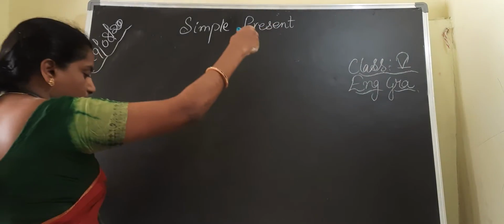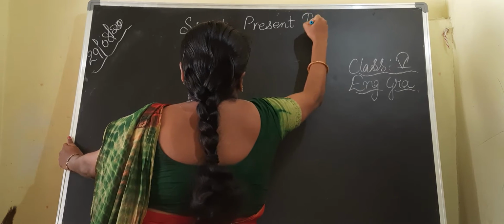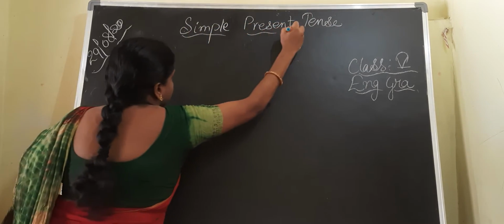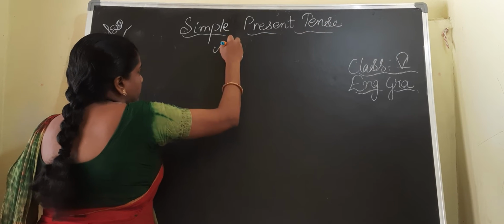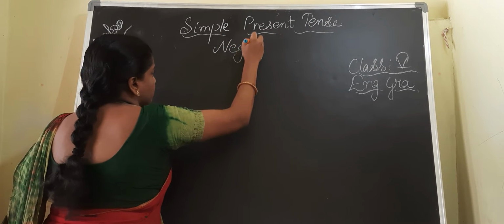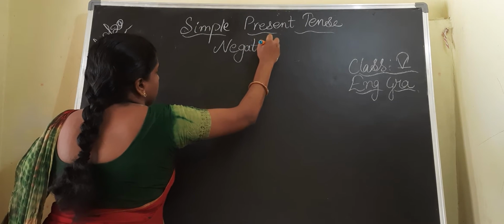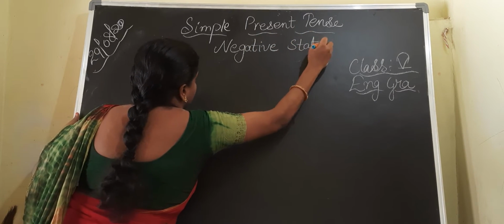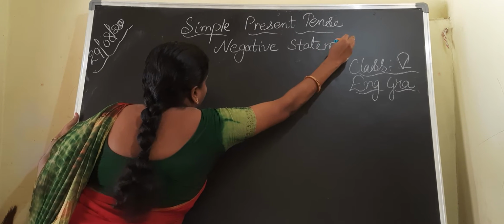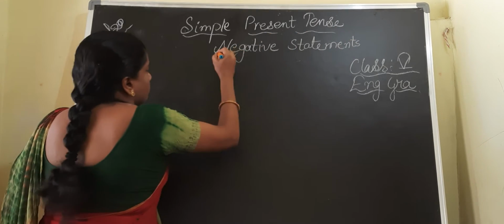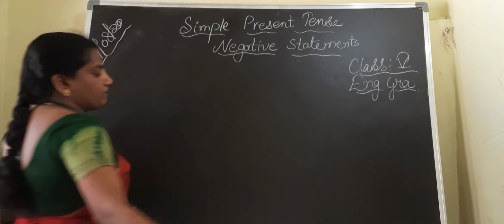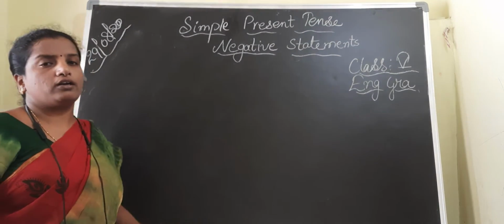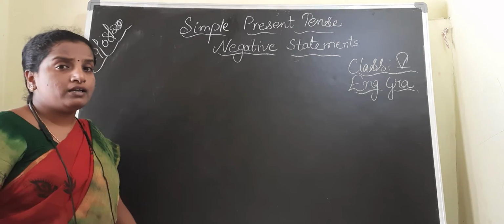Today we will discuss the exercises related to the topic. What are we discussing now? Simple present tense negative statements. Whenever our subject is plural, what do you have to do, children? You have to use do not. When our subject is singular, you have to use does not. Do not or does not, according to the subject.